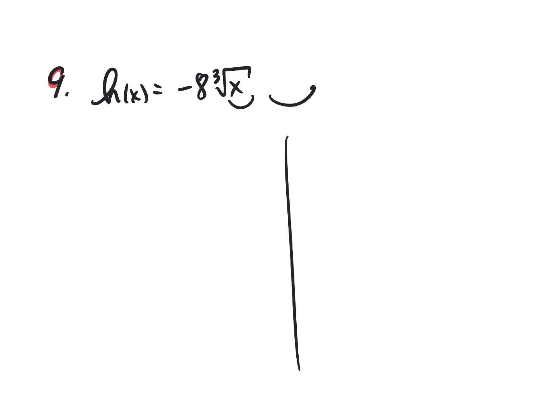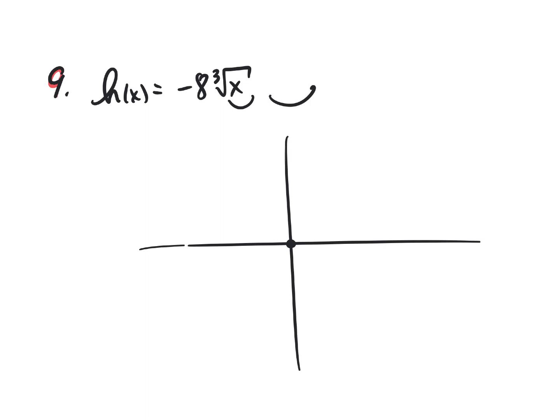Okay, next one, number 9. Let me switch to a darker color that's easier to see. All right, so 9, we have h of x is equal to -8 times the cube root of x. And please notice here there's no plus or minus on the inside, and there's no plus or minus on the outside. So our cube root curve does not move left or right. It does not move up or down. All right, stays at the origin.